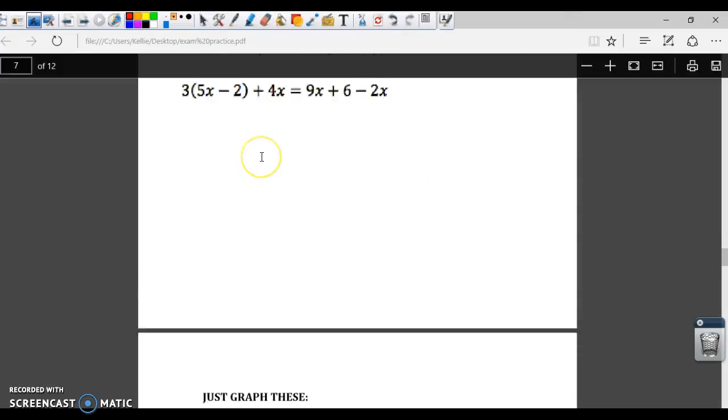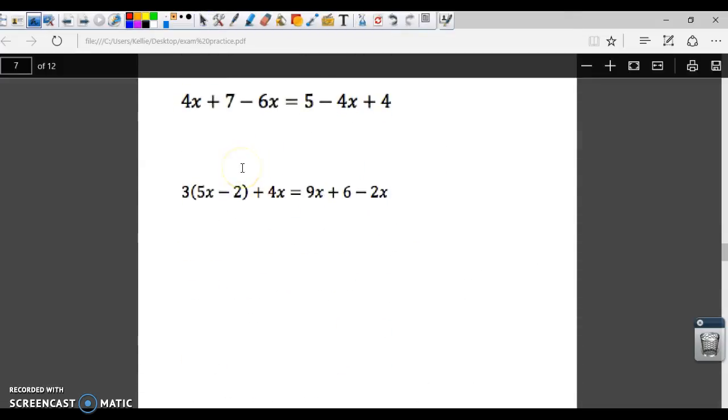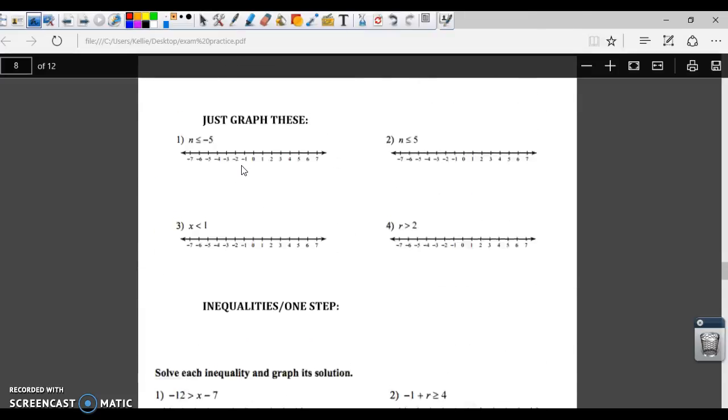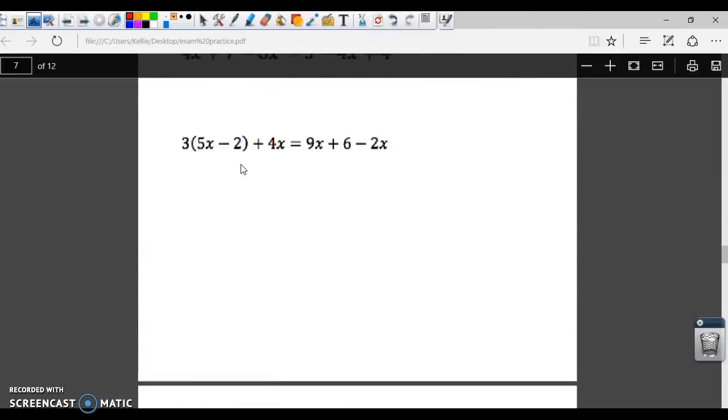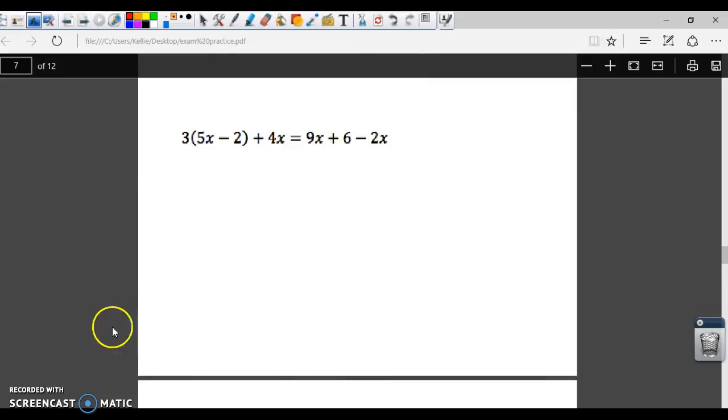So hopefully do multi-step equations, and there's only going to be one multi-step equation and one multi-step inequality. But hopefully that won't throw you off too much. And just write down some notes on your cheat sheet in order to get those done.